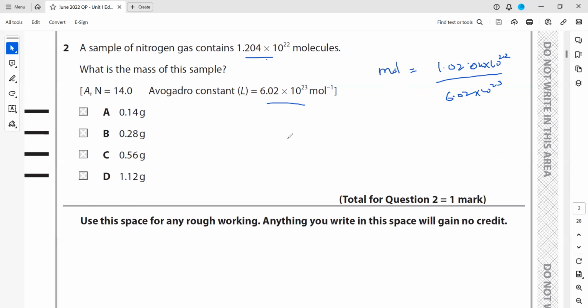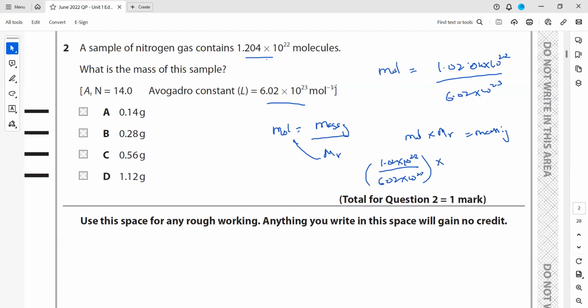After getting the moles, we need the mass in grams. So we have the formula: moles equals mass in gram divided by molar mass. So moles multiplied by molar mass gives the mass in gram. So these are the moles, 1.02 × 10^22 divided by 6.02 × 10^23. And what is multiplied by the molar mass? It's nitrogen gas.